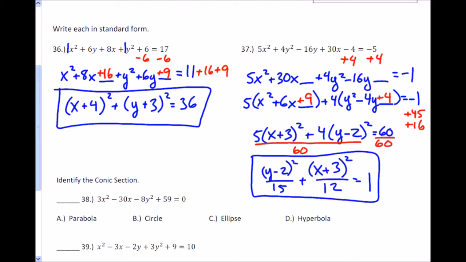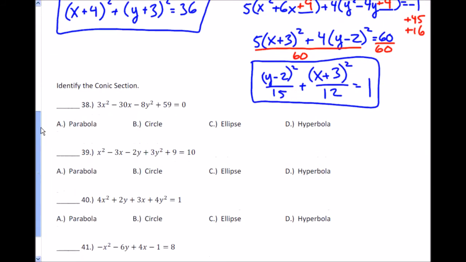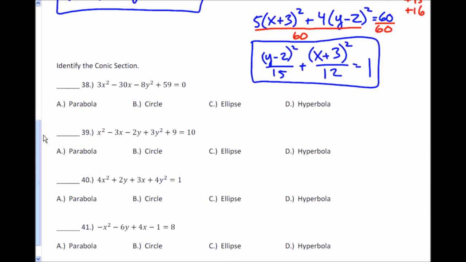Okay? For these next couple, we're just identifying the conic section. In this first one, remember this is all about the quadratic terms, how many I have, and what their coefficients look like. So this one I have 2 quadratic terms, so it's not a parabola. If I look at the coefficients of those quadratic terms, the 8 and the negative 8, they're not exactly the same, so it's not a circle. They don't have the same sign, so it's not an ellipse. So that means this one is a hyperbola. If my quadratic terms have different signs, it's a hyperbola.